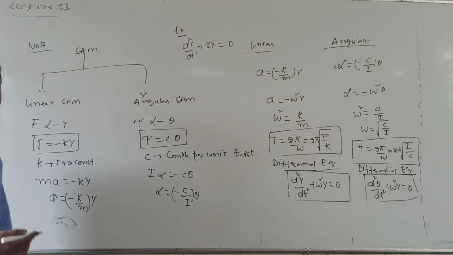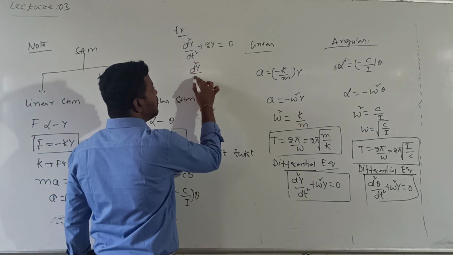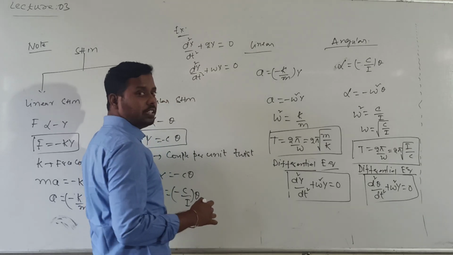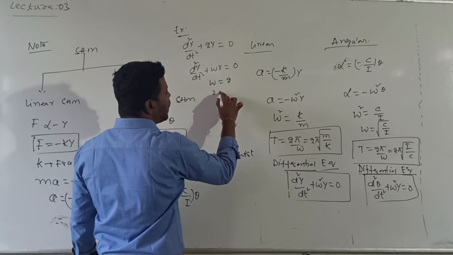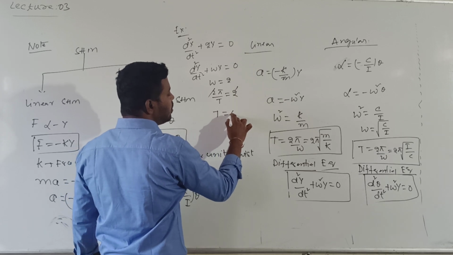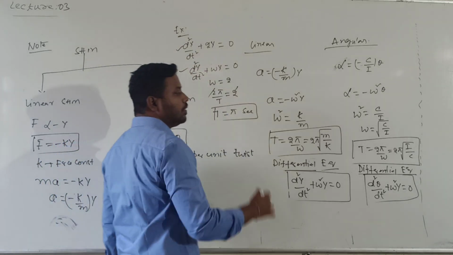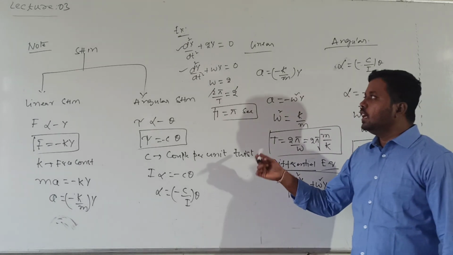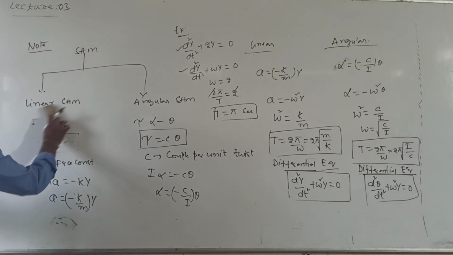They may ask you to find the time period. To calculate it, compare this equation with the standard equation d square y by dt square plus omega square into y equal to 0. By comparing both, omega is equal to 2. Omega formula is 2 pi by T equal to 2, so the 2 cancels and T is equal to pi seconds. For this, you must remember the differential equation of SHM for a particle executing simple harmonic motion.